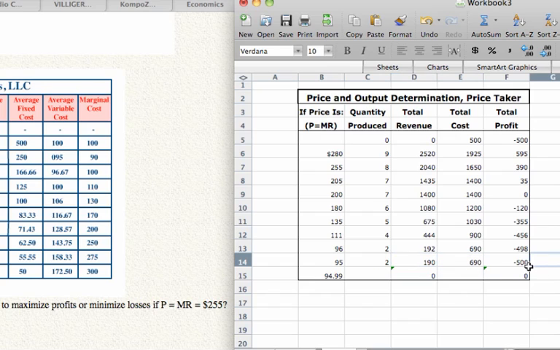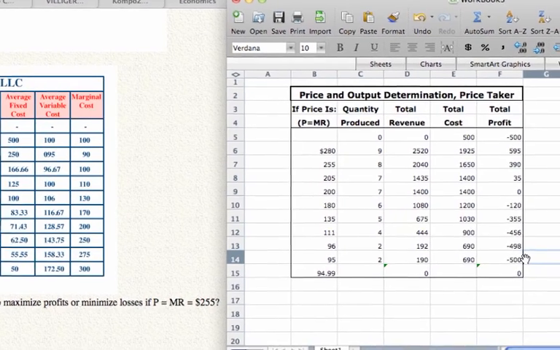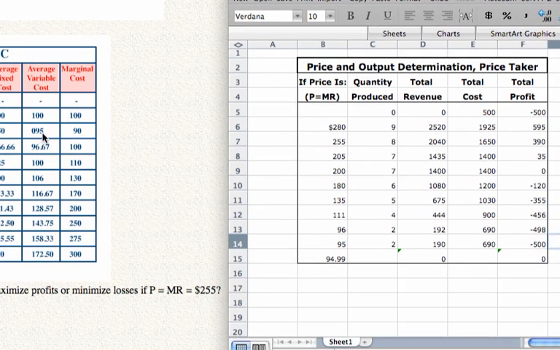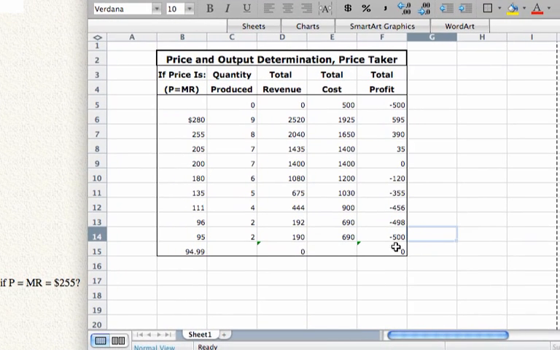Their total revenue is $190, and their total cost is $690. Oh my! If they produce, they lose. If the price is $95 and they produce, they will lose $500. If they shut down, they will lose $500. That's why at this price of $95, which is the minimum point of the average variable cost, this is a price that just covers their variable costs and none of their fixed costs. If they produce, they will lose $500. If they shut down, they will lose $500. This is a price at which the firm is indifferent.